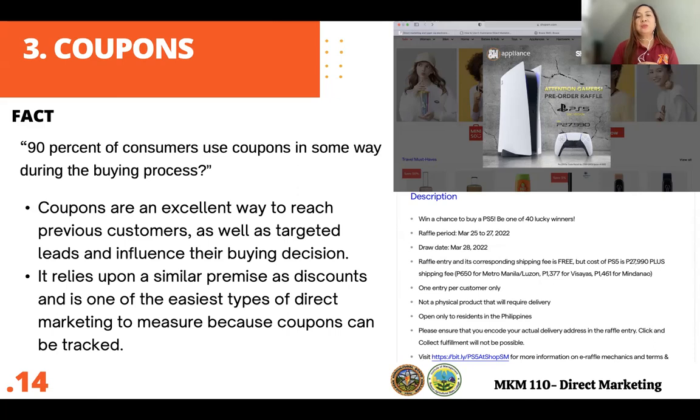So I tried to check the SM website. It's not just because I'm promoting it to you, it's just that it's better known in the Philippines. Showing you the picture on the right side, this SM Appliance pop-up appeared. In case you'll be interested, there is a raffle promo for this PS5. It is for 27,990.